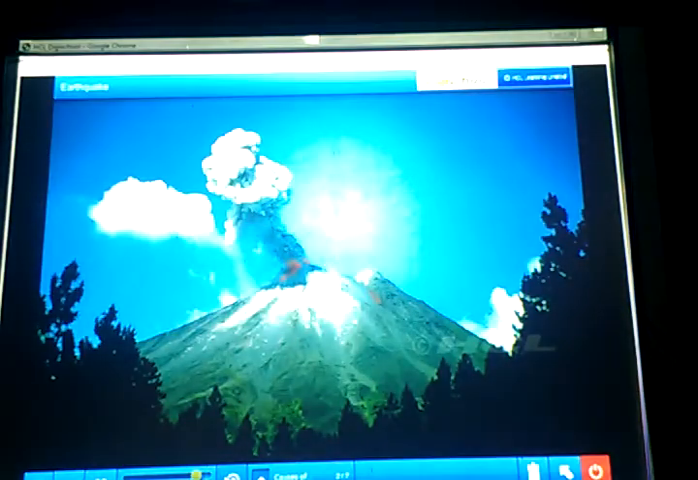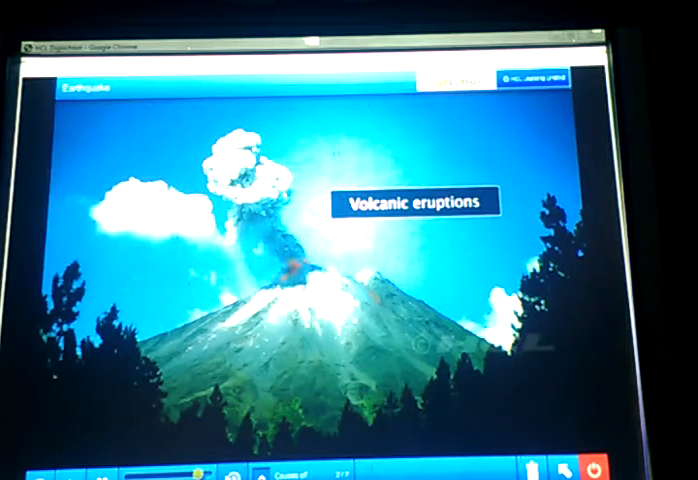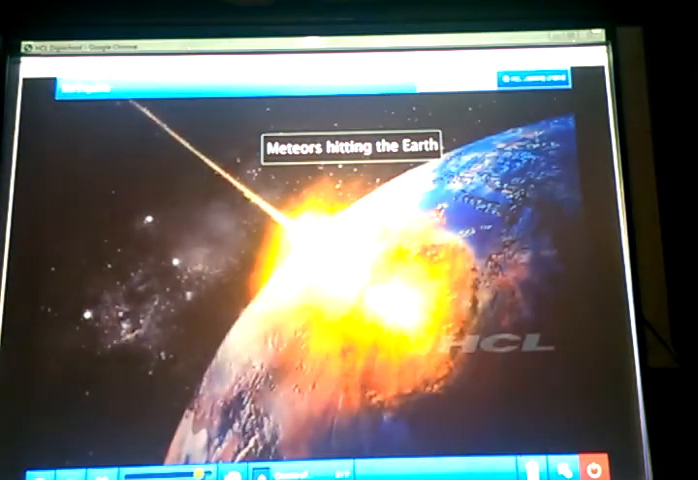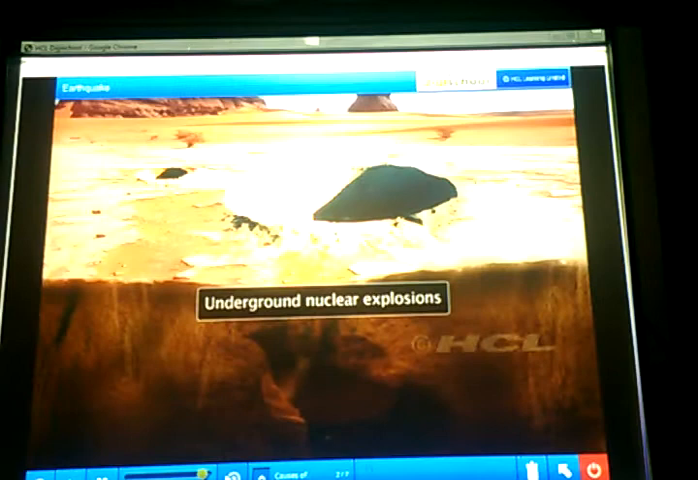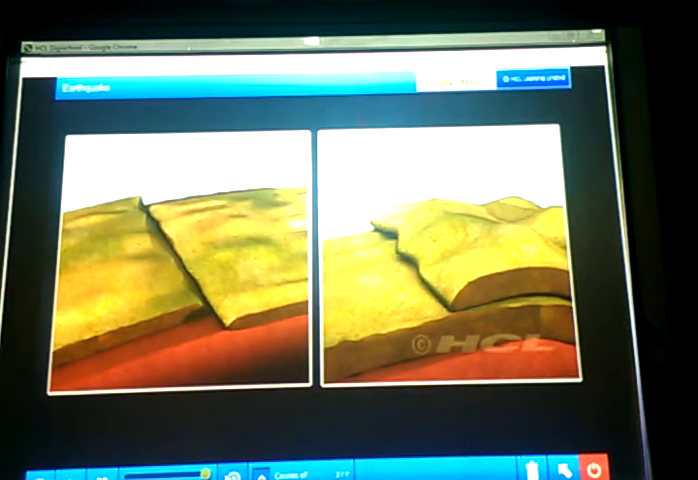Earthquakes are also caused by volcanic eruptions, meteors hitting the Earth, and underground nuclear explosions. Nuclear explosions are triggered by human activities. Most earthquakes are caused by the movement of the Earth's plates.